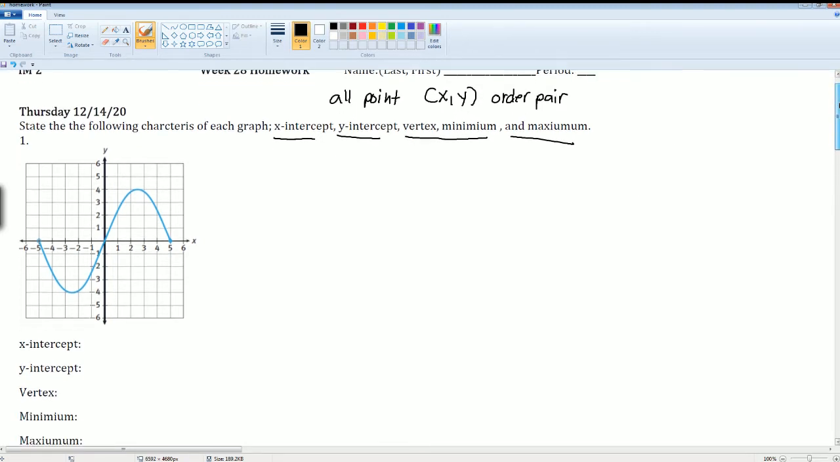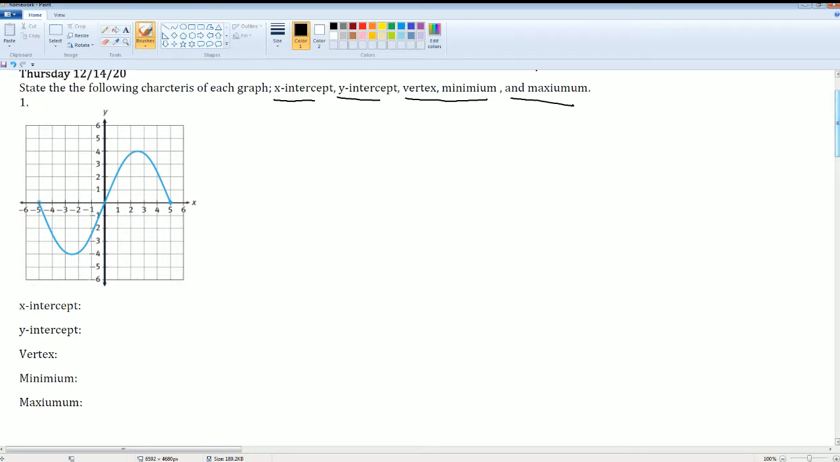So let's do number one, the x-intercept. The x-intercept, by definition, is the location in which it crosses the x-axis. So here, where does it cross the x-axis? The x-axis is left to right. Does it cross right here? Notice this is open. It does not cross here. You see how this is open? Does it cross here? Yep, it does cross here.